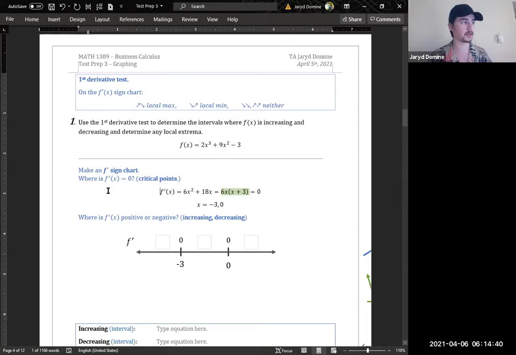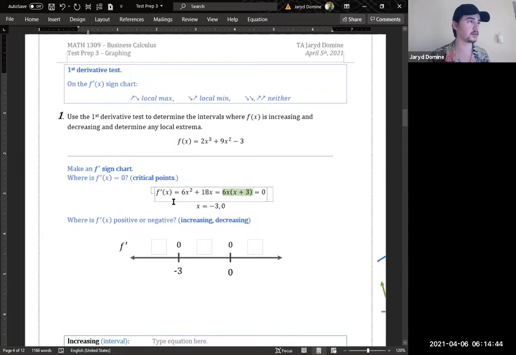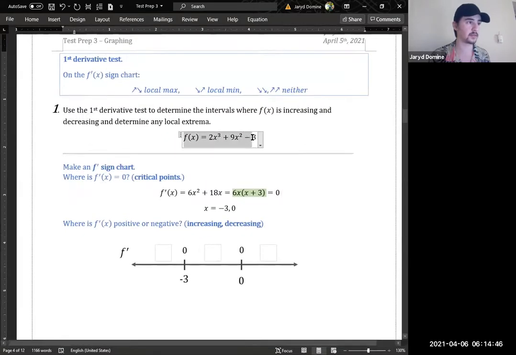So first of all, you find the first derivative. So if I take this f, I'm going to take the first derivative. So that's the power rule here. The first term is going to give me 6x squared. The second term is going to give me 18x. All right, so this is the first derivative.